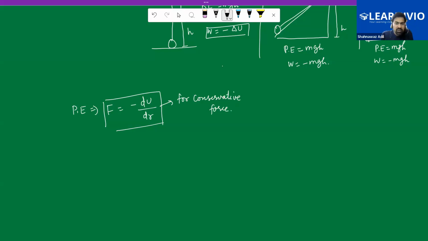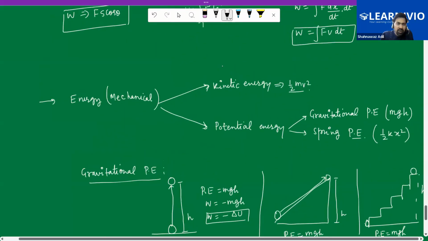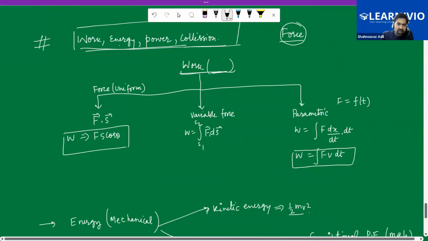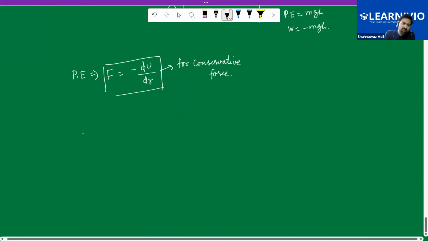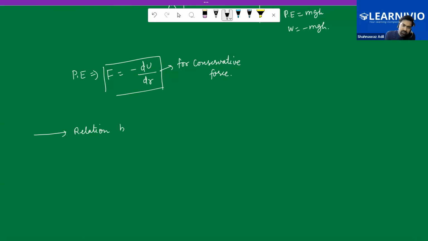Right. So this is the idea of work energy. We have studied work, we have studied energy, and we know the relation between kinetic energy and momentum. So, what is the relation between kinetic energy and momentum? Any of you guys remember?